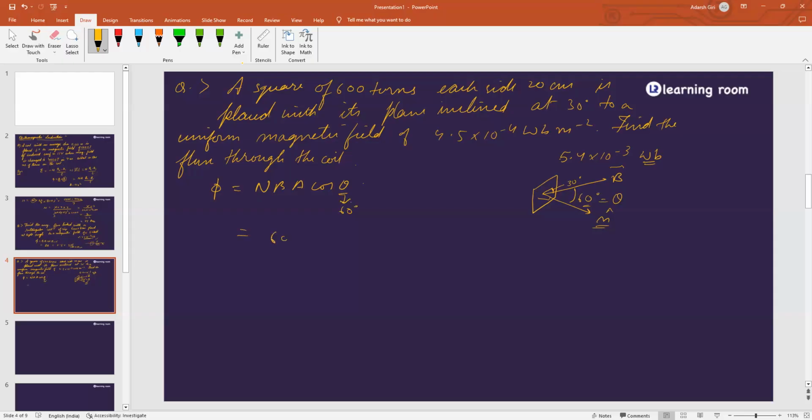So N is given, 600 turns. Magnetic field is given, 4.5 into 10 to the power minus 4. And the side is given, 20 centimeters. So 20 into 20 by 100 into 100 to convert it into SI unit. And cos of 60 degrees. So this will give you 5.4 into 10 to the power minus 3 Weber. Understood, everyone?